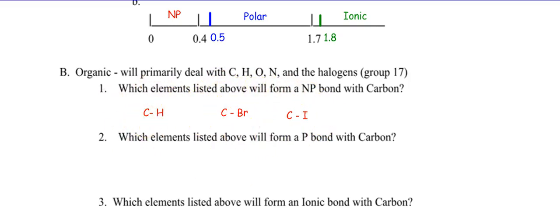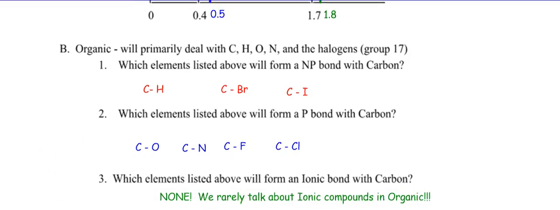So which ones formed a polar bond with carbon? Definitely the oxygen, definitely the nitrogen, definitely the fluorine, and definitely the chlorine. Okay, that's important. Keep that in mind.